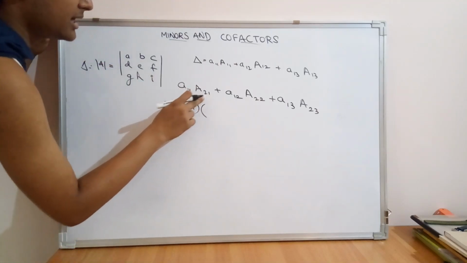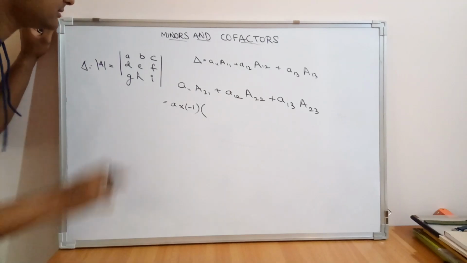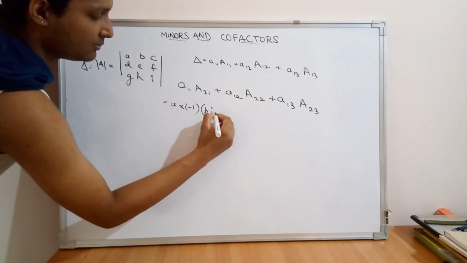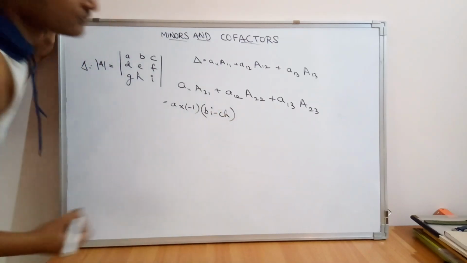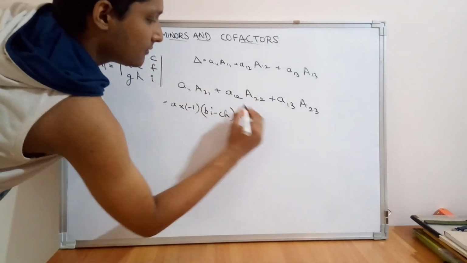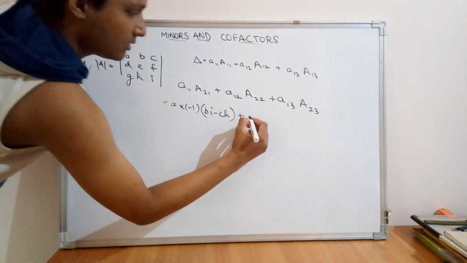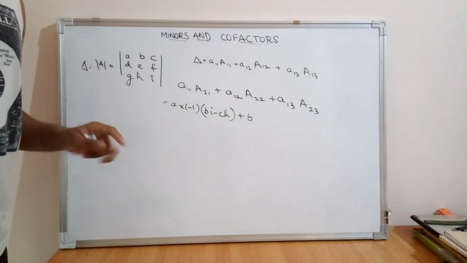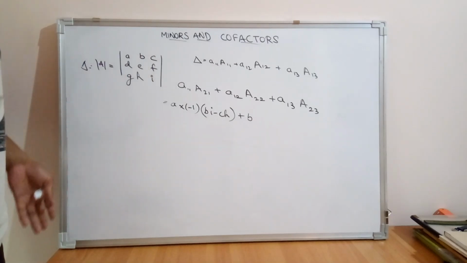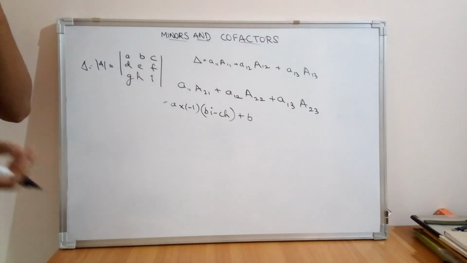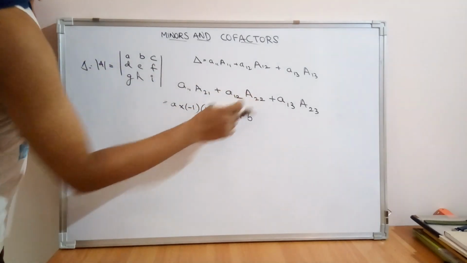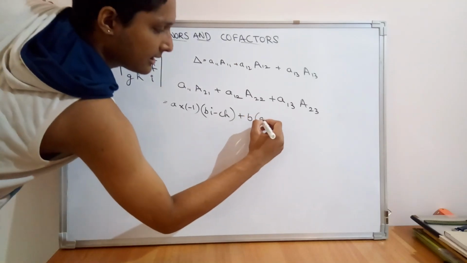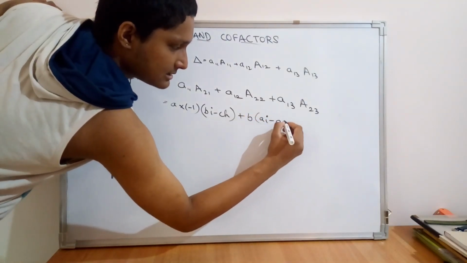Then you have the minor of that 2 1, it is going to be bi minus ch. Okay, then you have a12 is b, then minus 1 whole raised to 2 plus 2. 2 plus 2 is 4, so minus 1 whole square only, so it is going to be 1 itself. Then you have the minor of 2 2. What is the minor of 2 2? It is ai minus gc.